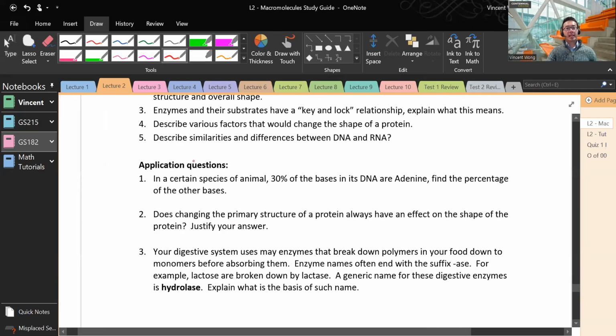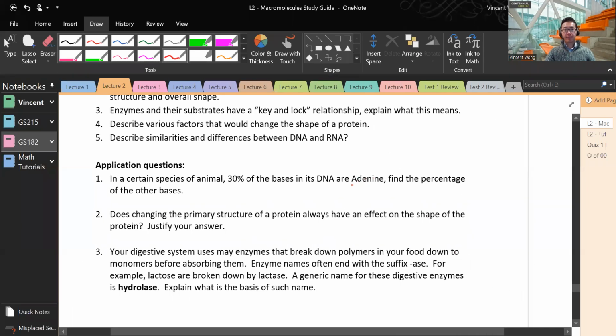Okay, so first question: in a certain species of animal, 30% of the bases in its DNA are adenine. Find the percentage of other bases. Because A pairs with T, the amount of A that you have will equal the amount of T, right? So if you have 30% adenine, that means you have 30% thymine as well. They have to be the same. So 30% plus 30% all together gives you 60%, right?